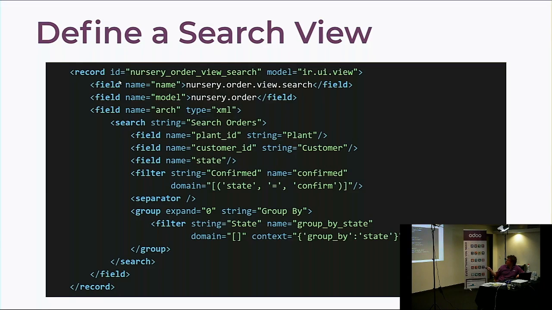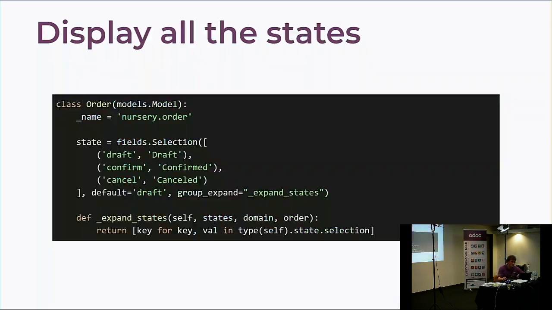And we define three things. The first one is fields, to be able to search on the field value. For example, we could search on the plant name, the customer name, or the state. After, we can add filters to filter in the search, like here, for all the confirmed orders. And we can add group by filters to aggregate the records according to the field value. And that's what is interesting just right now.